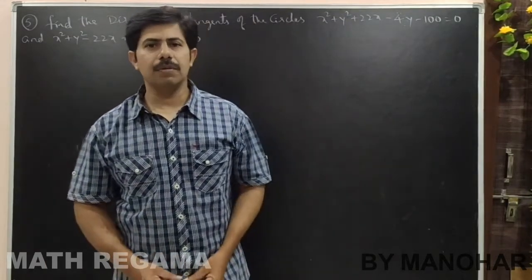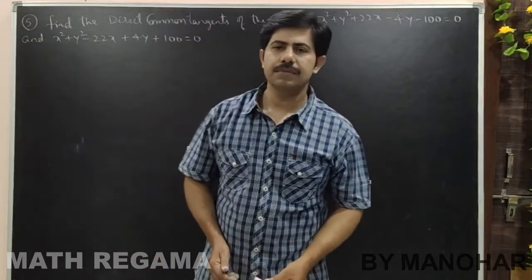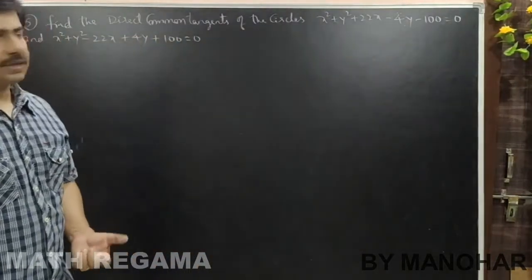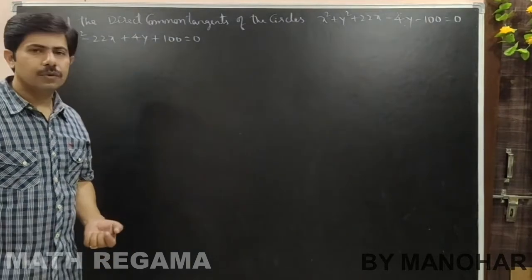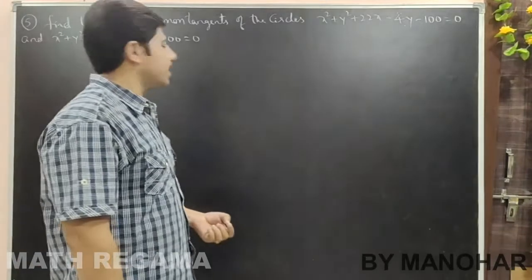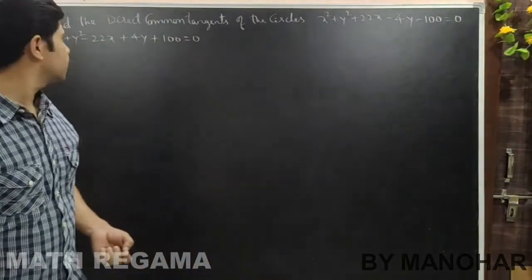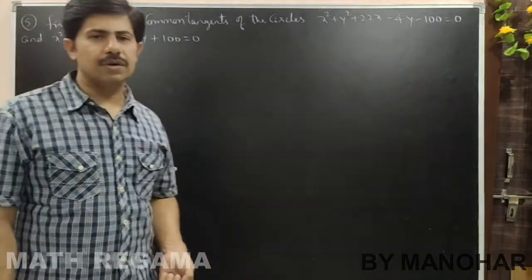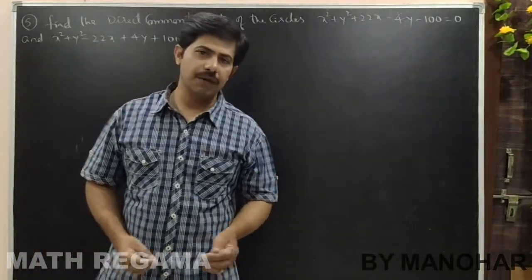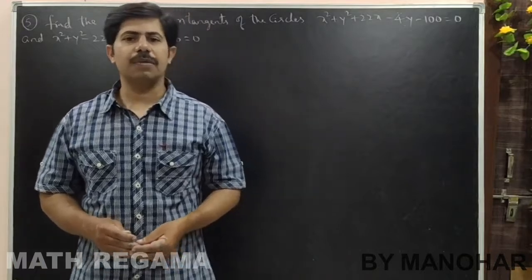So next problem, this is a very important problem, 7 marks. Find the direct common tangent of the circles x square plus y square plus 22x minus 4y minus 100 is equal to 0, and x square plus y square minus 22x plus 4y plus 100 is equal to 0. So here we have to find the equation of the direct common tangent. So what is a direct common tangent?